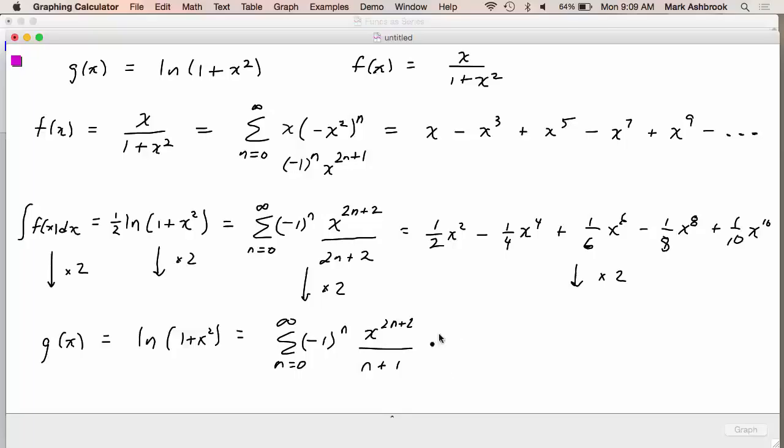And then I'm going to get x squared minus 1/2 x to the 4th plus 1/3 x to the 6th, etc. Check my math. Do you agree with my math? Anybody have a question?